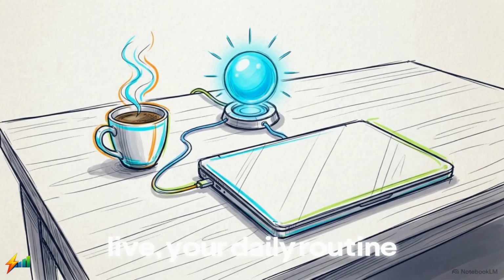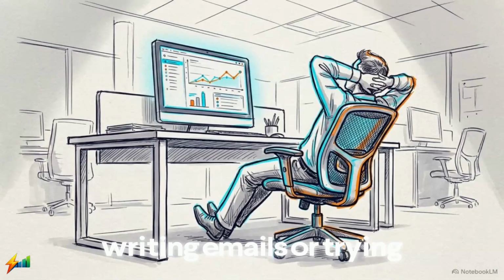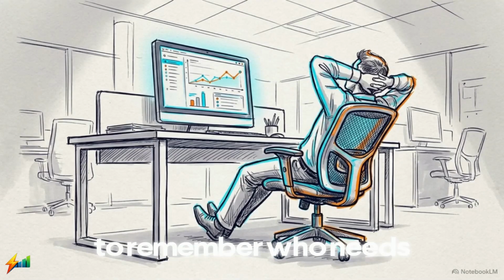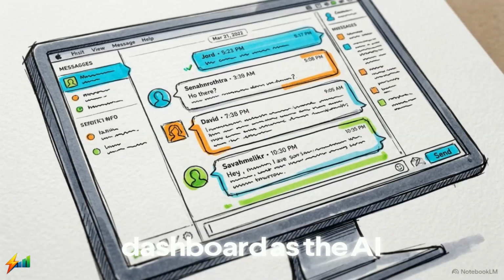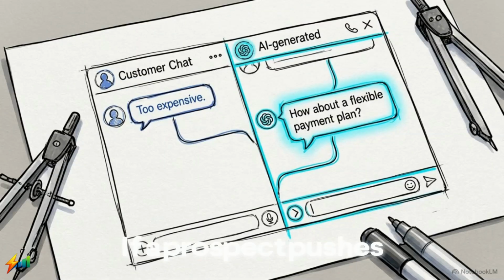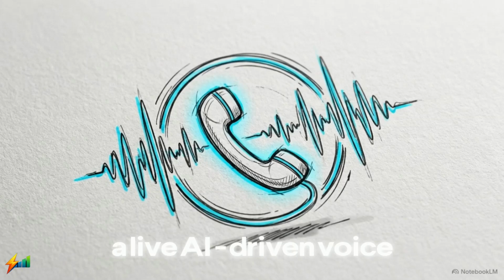Once the campaigns are live, your daily routine simplifies. Your primary tool becomes the unified inbox, which centralizes all activity across every client pipeline. You are no longer writing emails or trying to remember who needs a follow-up text. You simply monitor the dashboard as the AI interacts with leads. If a prospect pushes back on price in an email, the AI responds contextually. If the conversation requires it, the system initiates a live AI-driven voice call to answer complex questions.